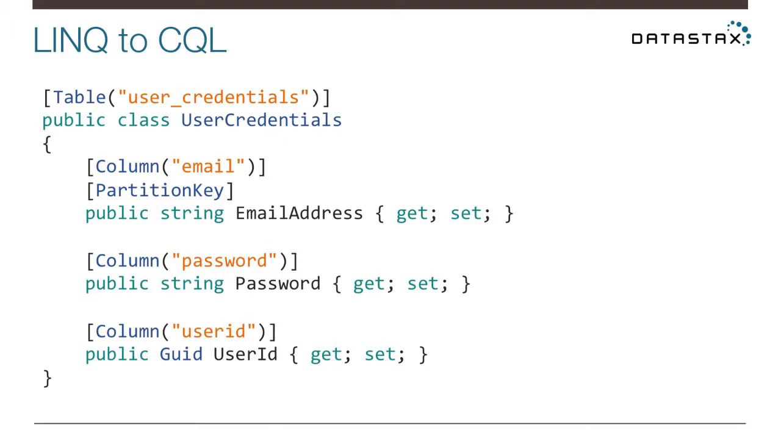So the first thing you're going to do is start by creating a class of some kind that represents a row in your table. And you're going to decorate that class with attributes. Table, Column, and PartitionKey are the attributes you're going to use. And that looks something like this.